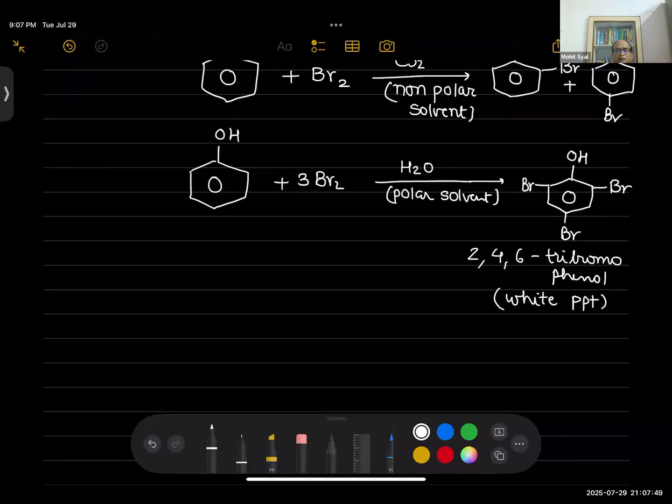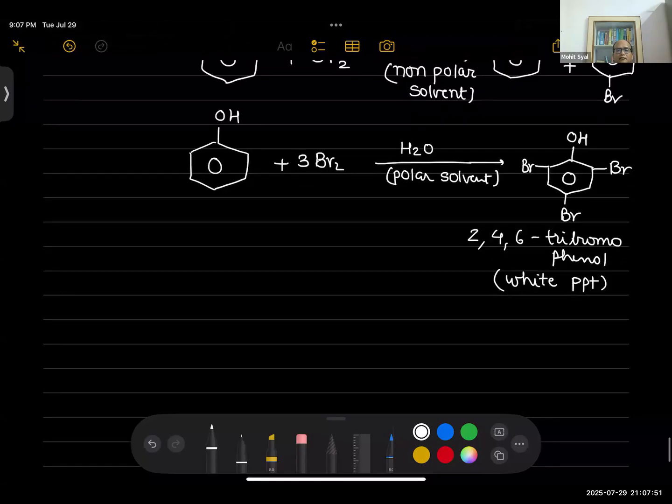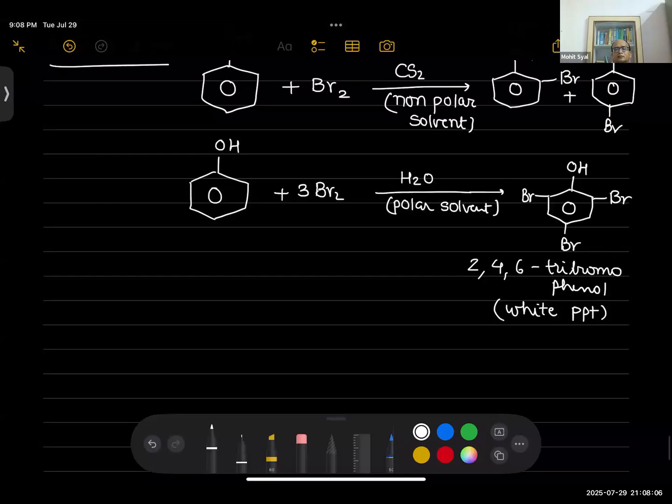Aisha? Jasleen? What could be the reason behind it? The reason is indirectly written. It is a polar solvent. So what happens in the polar solvent? You need to explain it to me.